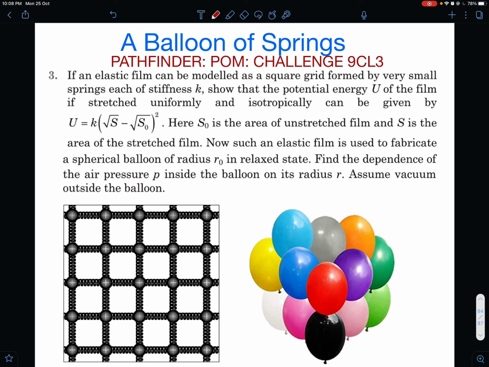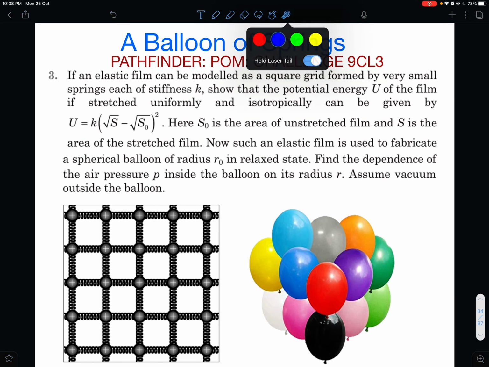And today I have brought to you a challenge from Pathfinder. This is the Challenge Your Understanding, challenge number 3. And this can be classified either in the topic of elasticity or surface tension, depending on how you want to take it. So let me get straight into the challenge.